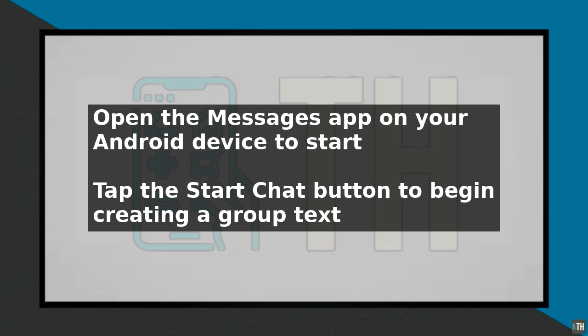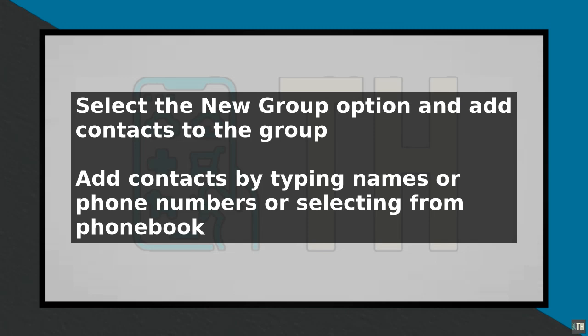You will then be prompted to add contacts to your group. You can do this by typing in the names or phone numbers of the people you want to include in the group. You can also select contacts from your phone book by tapping on the Contacts tab. As you add contacts to your group, they will be listed at the top of the screen.